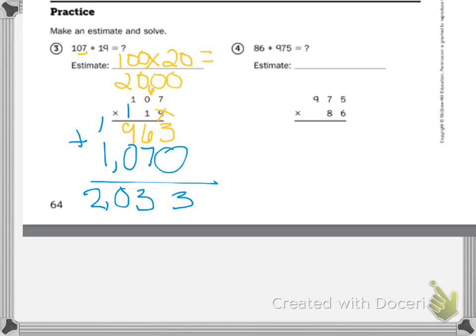So 2,033, which is very close to our estimate. Do number 4 on your own.